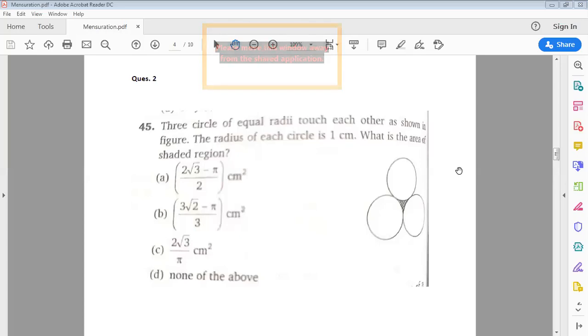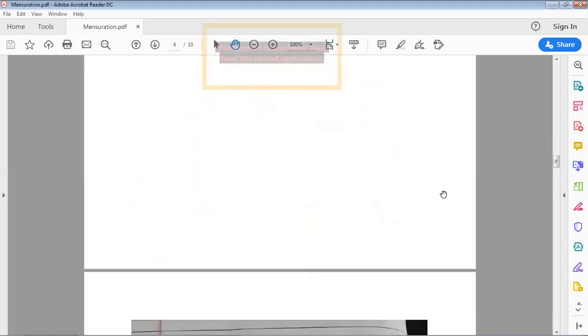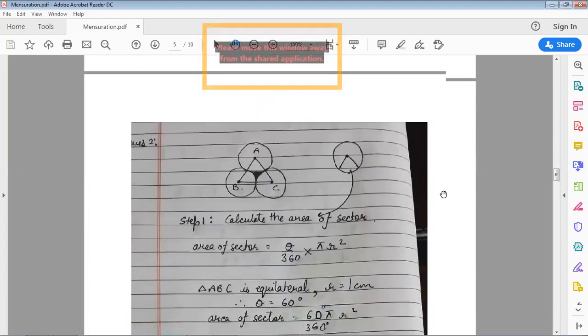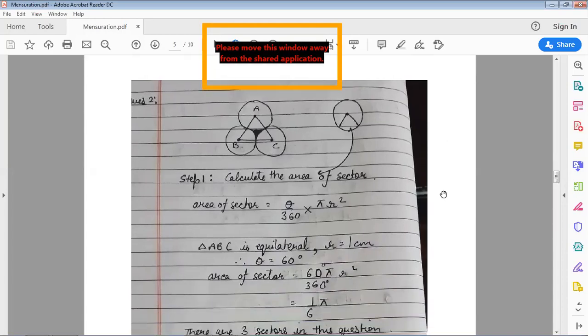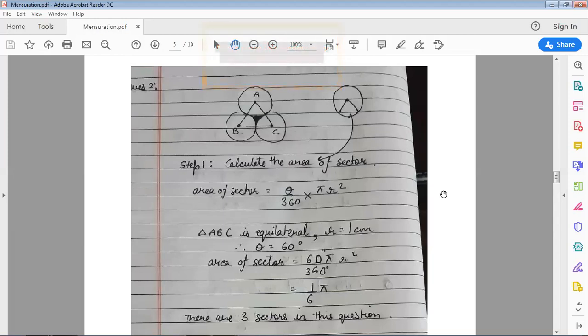Okay, then let's proceed to the solution now. See, the first thing in this question was to draw a triangle from the centers of the circles. This was the first step, and whosoever gets this first step will hopefully get the answer also. After drawing the triangle, your first task is to calculate the area of the sector.